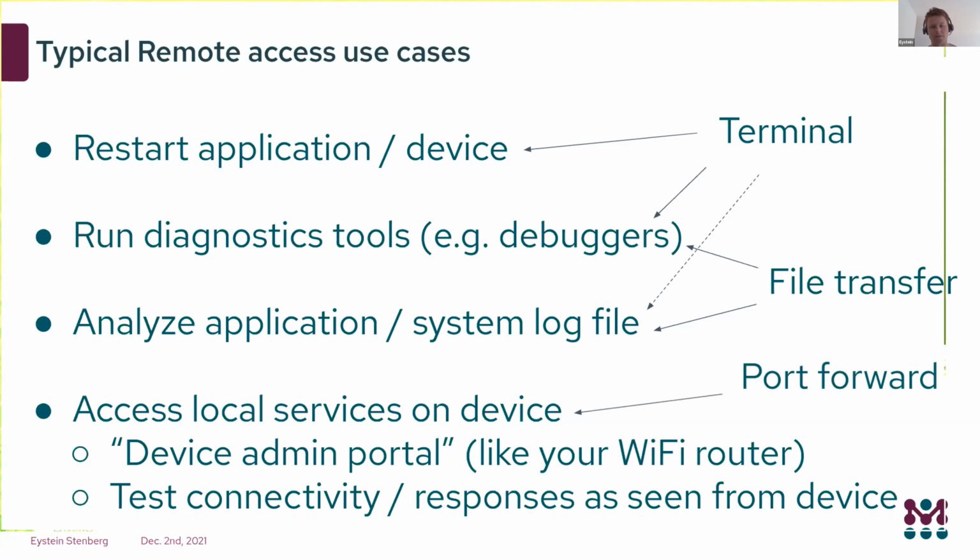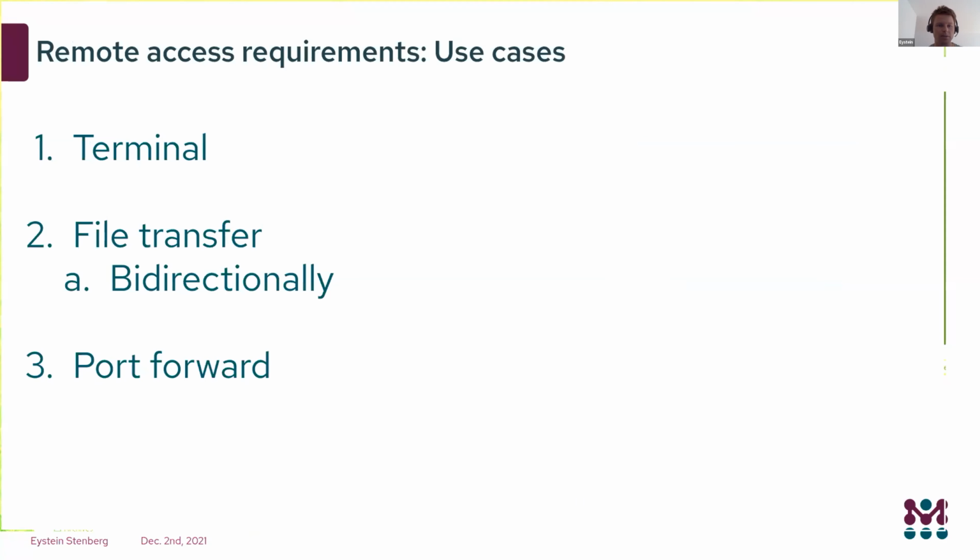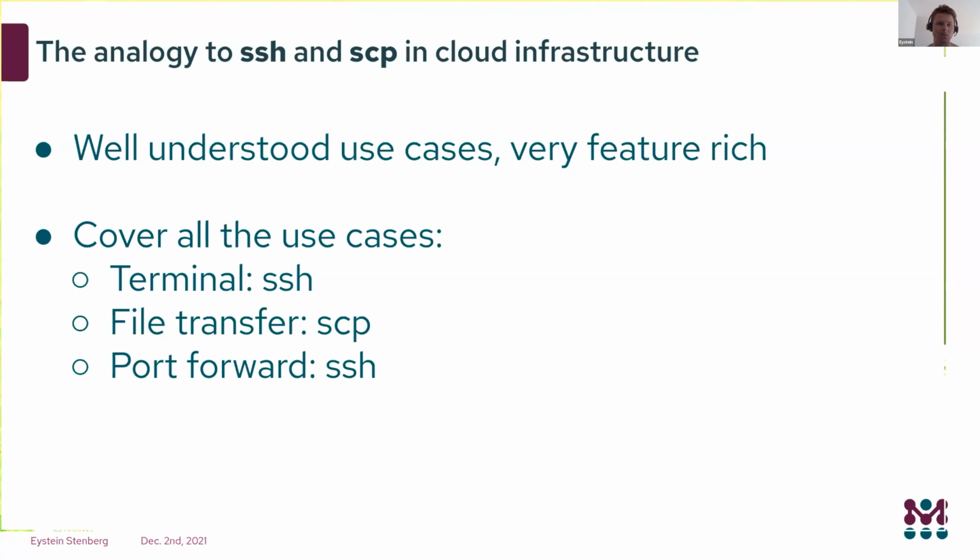And of course, the last one is port forwarding. That allows you to access services running on the device, even if they are local to the device. So this is the summary. Terminal, file transfer, port forward, those are the core features we identified, at least that's needed. And those should be a bit familiar to you already through tools like SSH and SCP, because they cover these exact use cases as well.